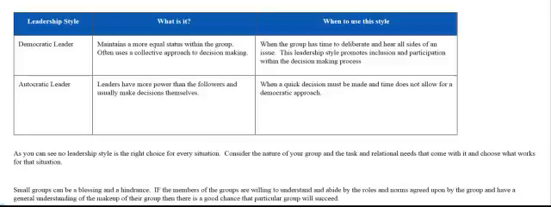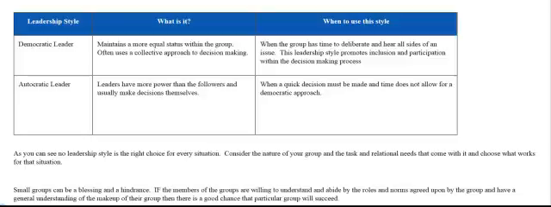Now, there is a third that some people talk about. They call them laissez-faire. They basically are non-existent. They lay back and let the group do their own thing. So they're kind of just a figurehead. They don't really have their hands on the material or on the decision-making process. So I didn't add them there because I really don't even see them as leaders. But it is a style.